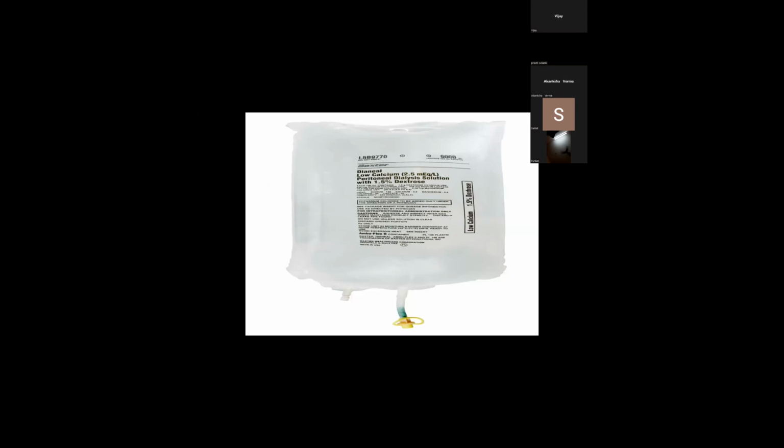This is the image showing Baxter Dianeal low calcium peritoneal dialysis solution with 1.5% dextrose. It is also available as 2.5% as well as 4.25%.